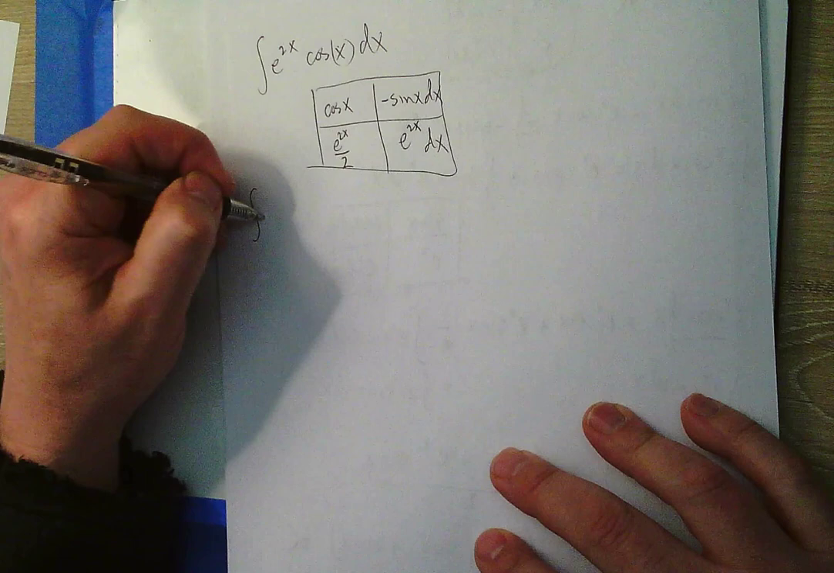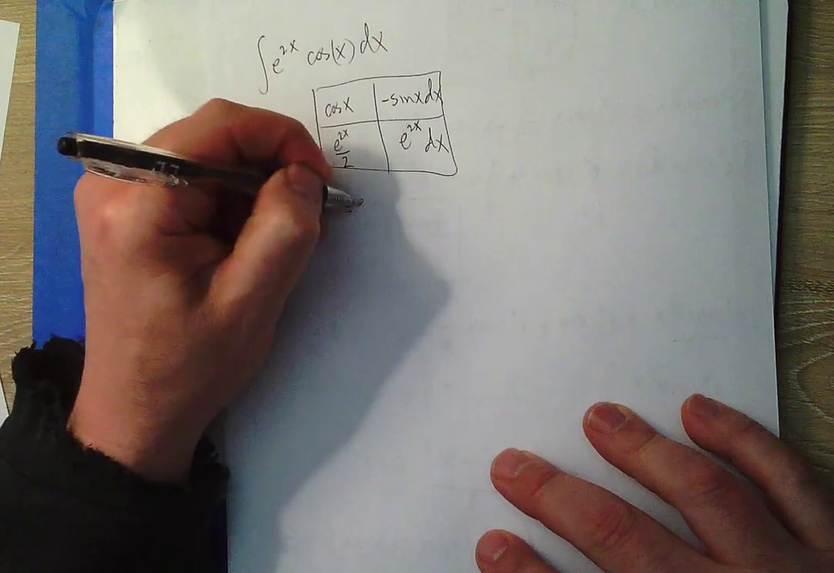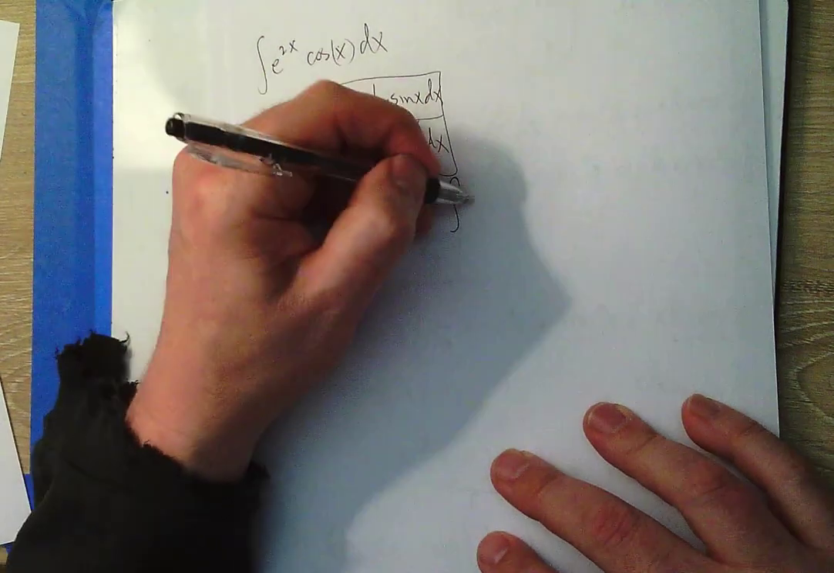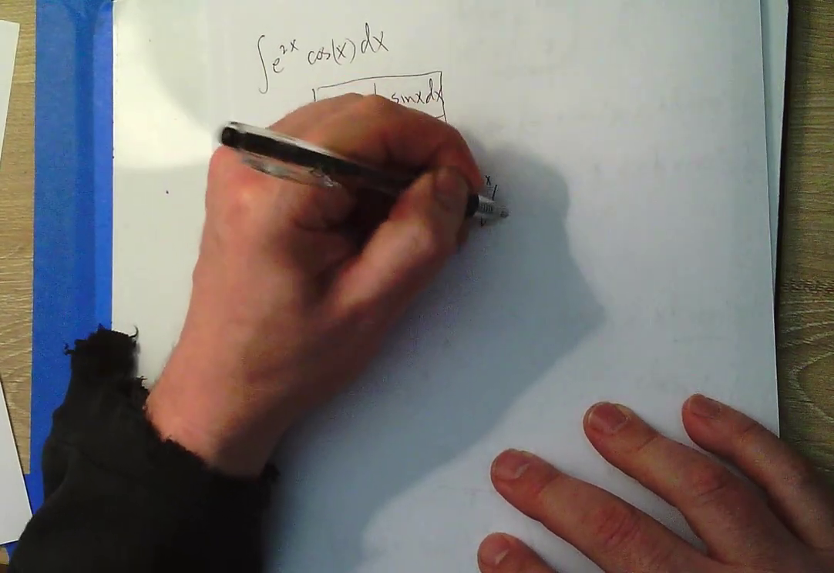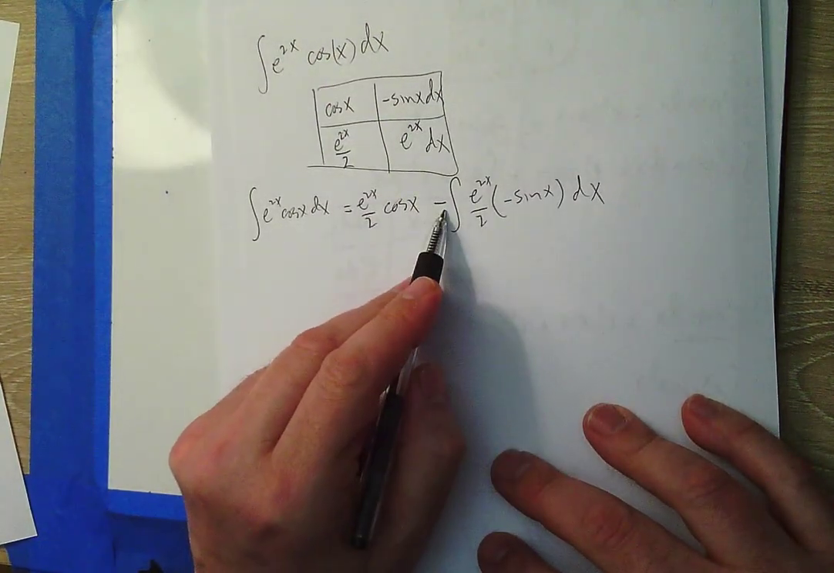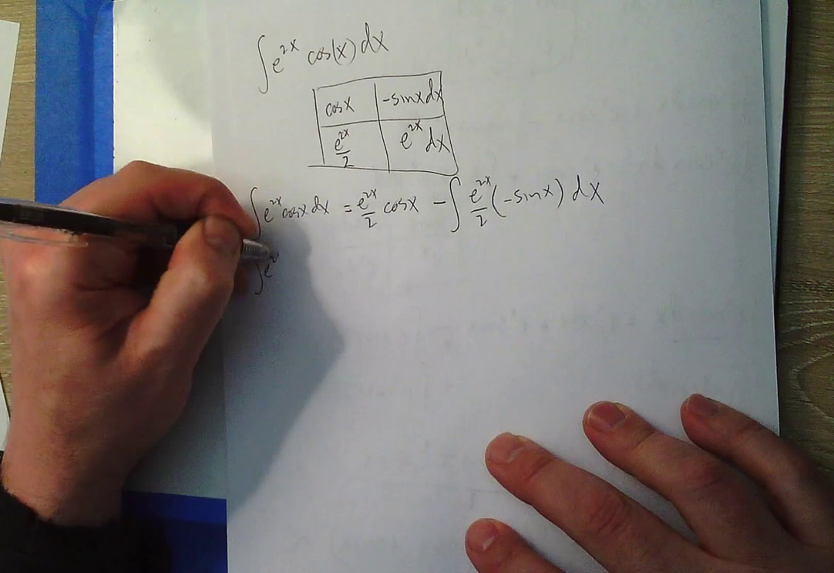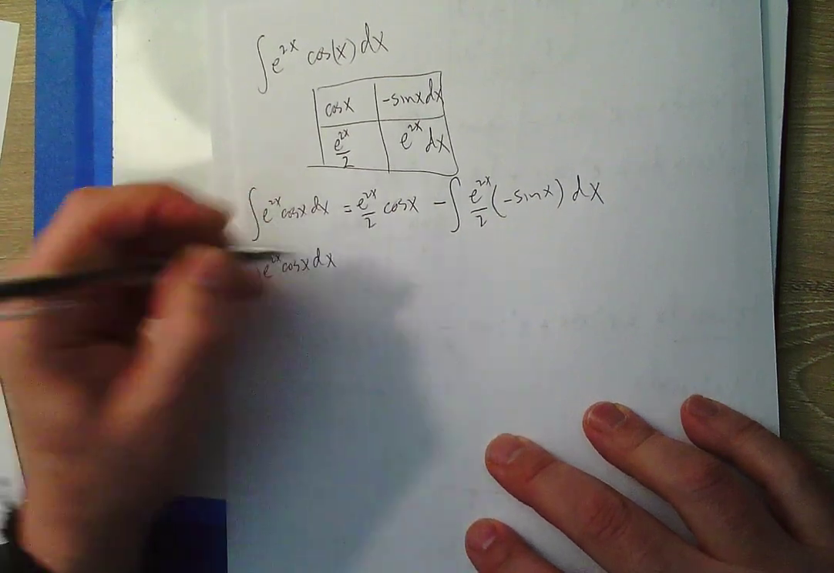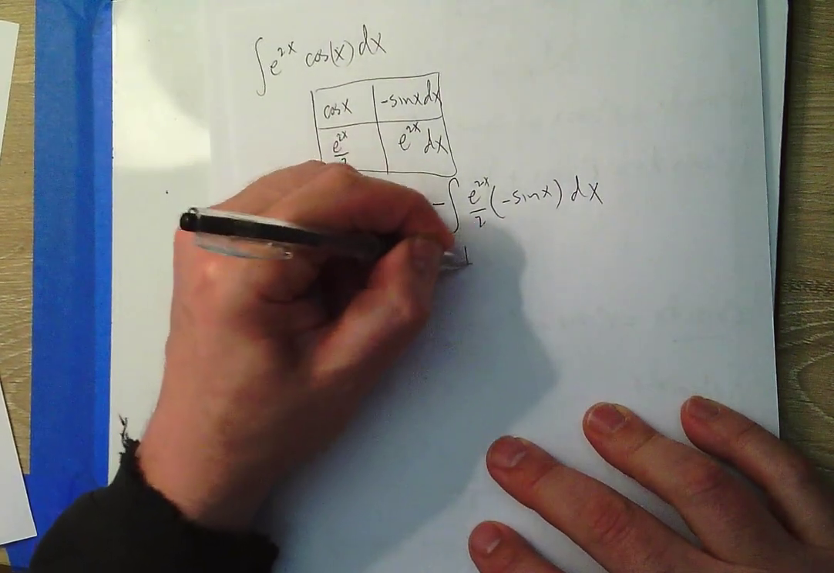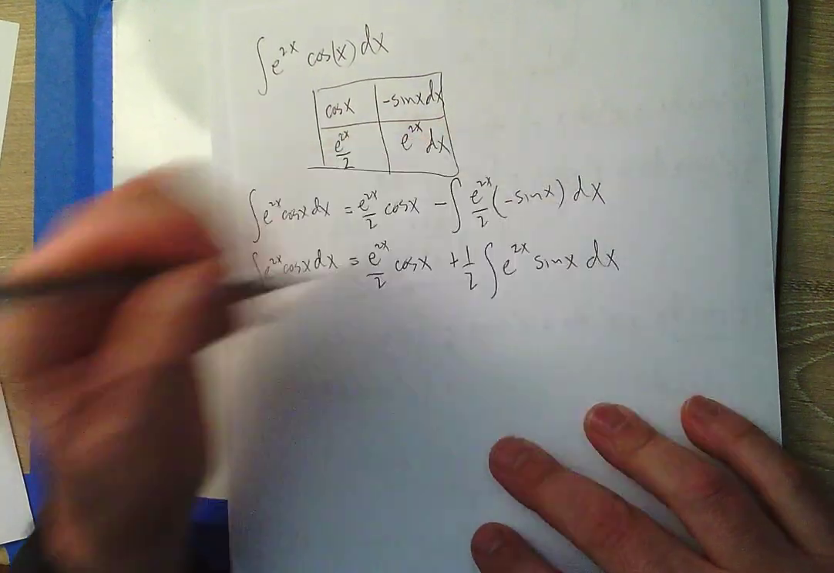So now I get the integral of e to the 2x cosine x dx equals e to the 2x over 2 cosine x minus the integral e to the 2x over 2 times negative sine x dx. Negative times negative is positive, and I'm going to pull out that 1/2. So I'm going to have integral e to the 2x cosine x dx equals e to the 2x over 2 cosine x plus 1/2 integral e to the 2x sine x dx.